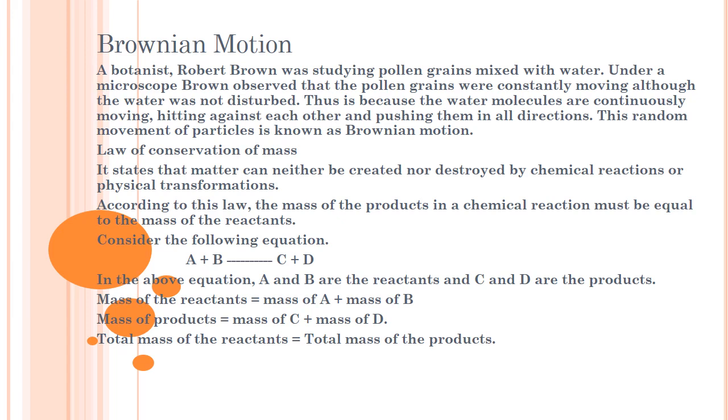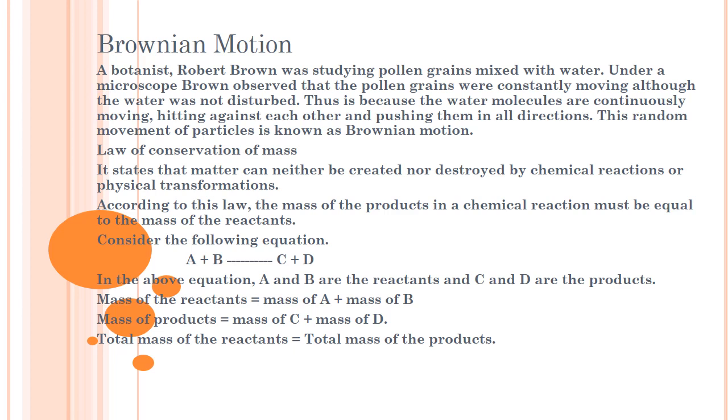Now, the law of conservation of mass. It states that matter can neither be created nor destroyed by chemical reactions or physical transformations. According to this law, the mass of the products in a chemical reaction must be equal to the mass of the reactants. Consider the following equation: A + B gives C + D. In the above equation, A and B are the reactants and C and D are known as the products.